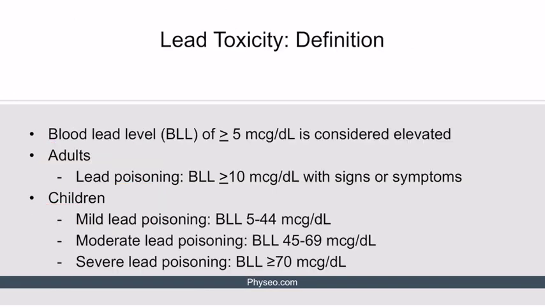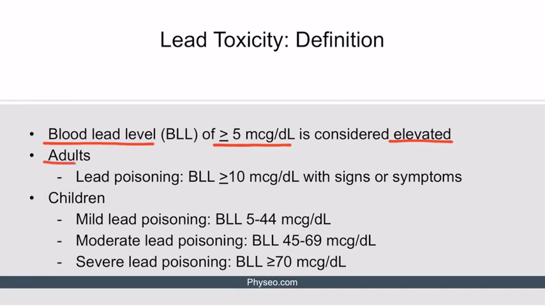Lead is a heavy metal that has no physiological role inside the body. Though no amount of lead in the body is safe, clinicians consider a blood level of greater than or equal to 5 micrograms per deciliter as elevated. In other words, 0 is most normal, but you really don't consider anything abnormal until it's above 5, as listed here.